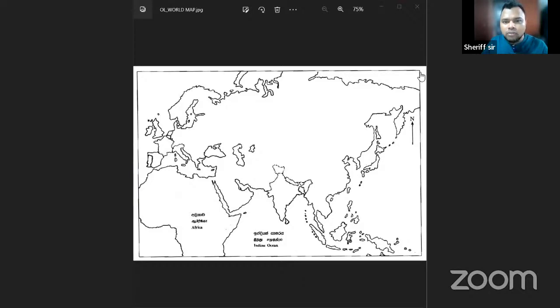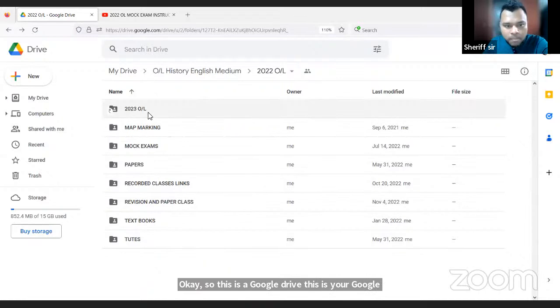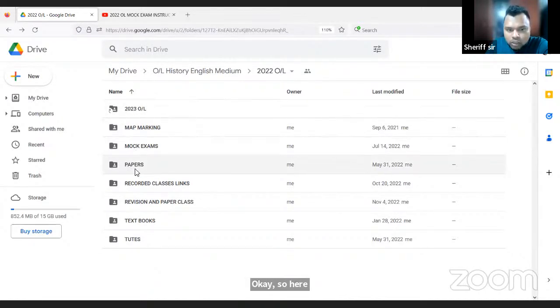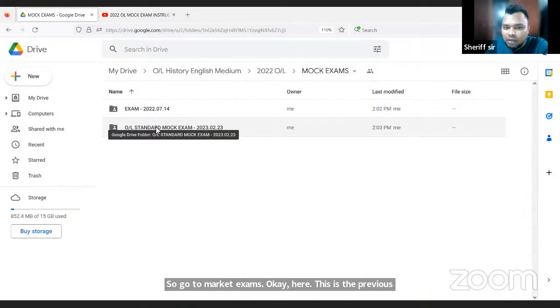Okay, so this is your Google Drive. 2022 O levels. These are the folders that you have access to. Here you have map marking, your mock exams, your papers. So go to mock exams. Here this is the previous exam that we did last year in July, and this is the exam that we are going to do today. O level standard mock exam 2023, February 23rd.